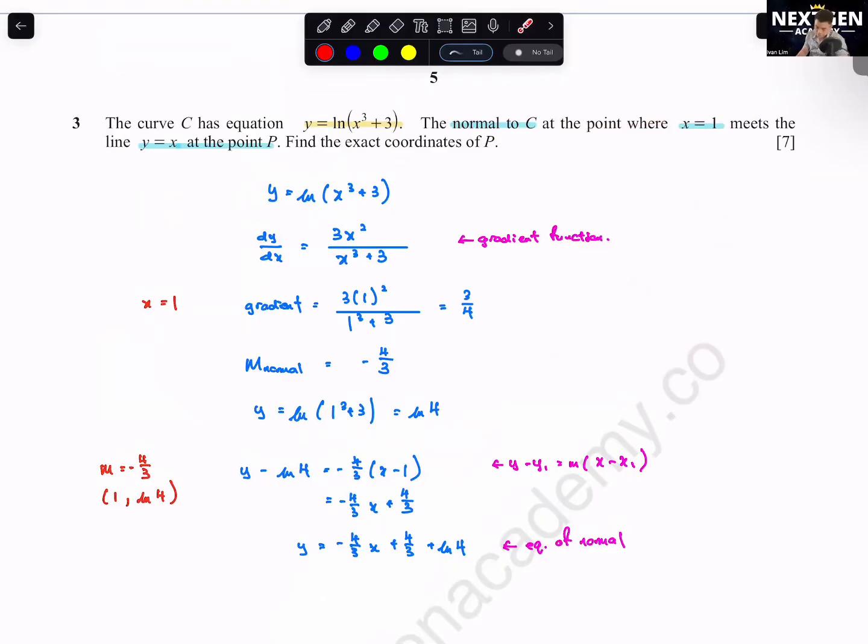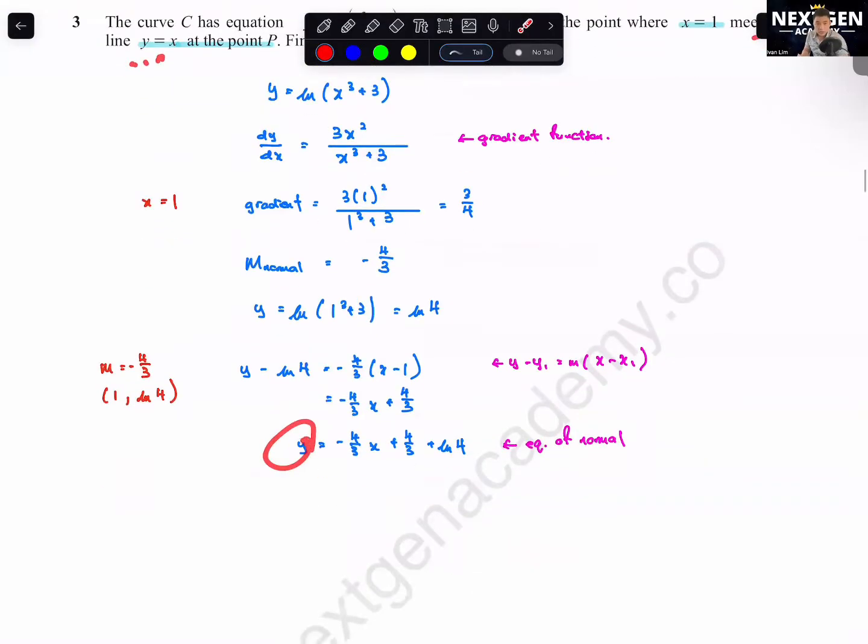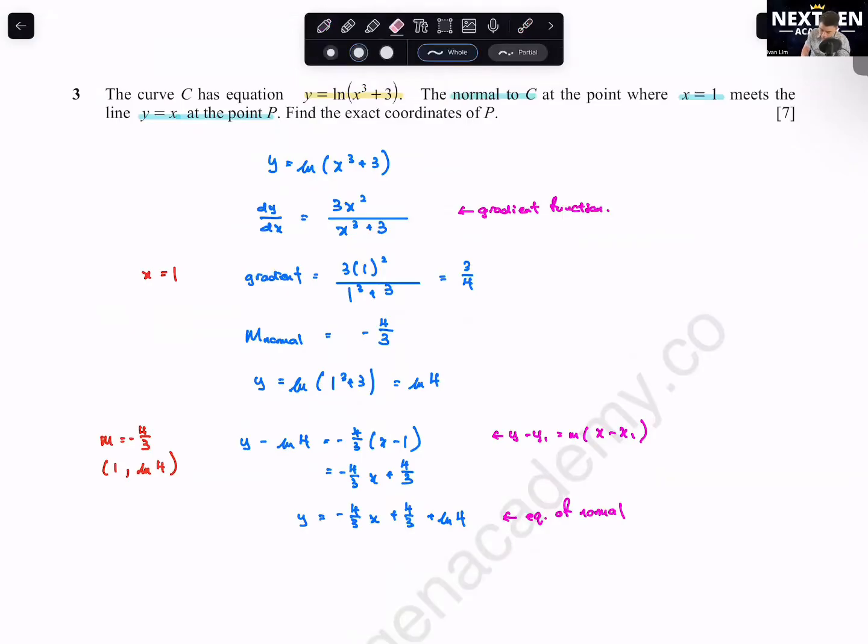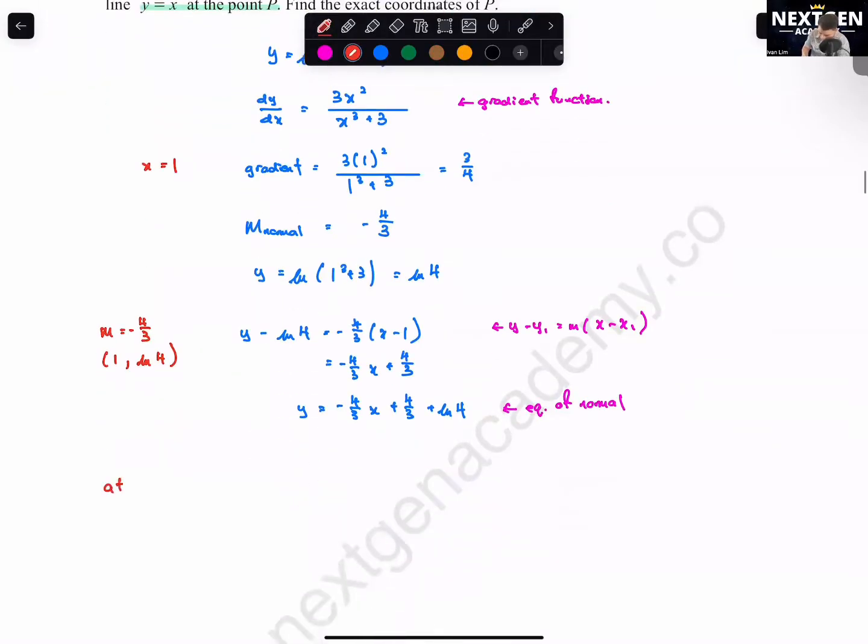Now they say it meets the line y equals x. So what do we do here? Substitute. They say meet, right? Meet means we do a simultaneous equation. You substitute y equals x. Now we look at this second statement here, maybe I use a different color, this green color statement. So at y equals x, I substitute my y with x. So it becomes like this, plus 4 over 3 plus ln 4.